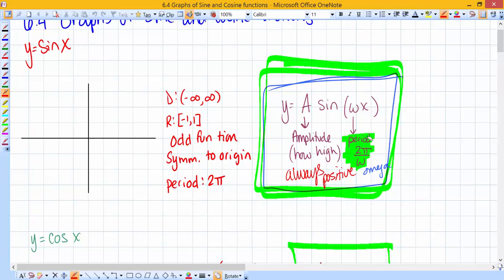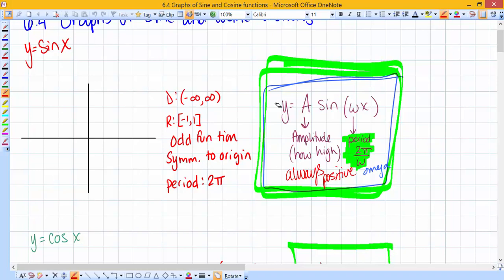It's 2 pi for the entire cycle of a circle, and you're going to divide it by that omega. That's how often your graph is going to cycle through. So it could be faster than 2 pi, it could be slower than 2 pi. It just depends on what omega is. If your front value is negative, your amplitude is still positive. The negative, just like every other graph, is a reflection over the x-axis. So it is going to reflect your graph in the opposite direction over the x-axis.